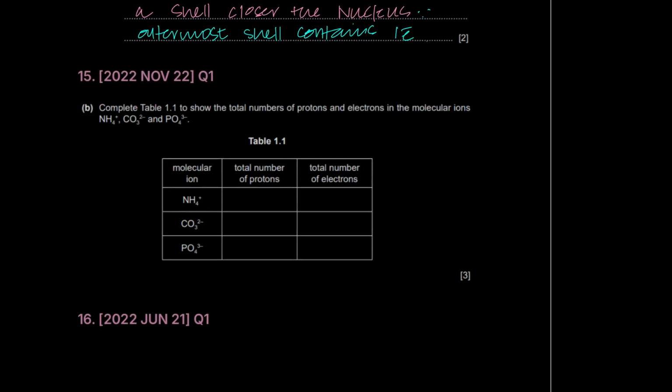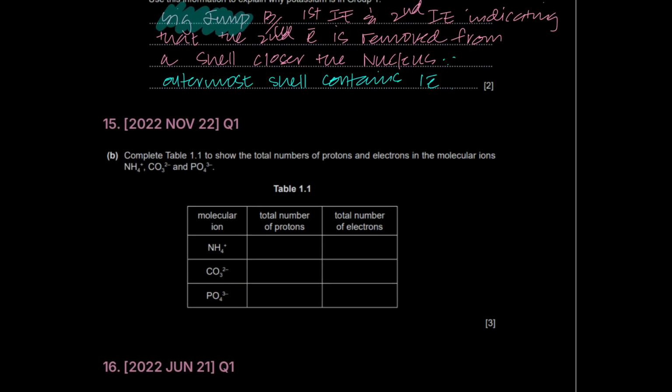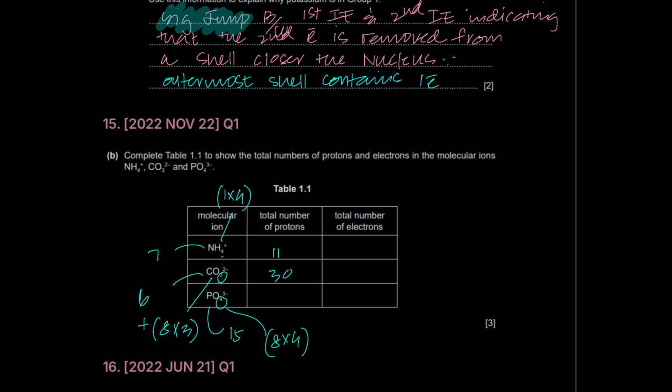Question 15. Complete table 1.1 to show the total number of protons and electrons in the molecular ions. So you'll individually sum the protons. Nitrogen has 7 protons, hydrogen has 1 proton, and there are 4 hydrogens, so times it by 4. 7 plus 4, that gives me 11. Carbon has 6 protons, oxygen has 8 protons. It's given in the periodic table. And you have 3 atoms of oxygen, so times it by 3. 6 plus 24, that gives me 30. Phosphorus has 15 protons, given in the periodic table. Oxygen is 8, times it by 4 because you have 4 oxygen atoms. So 8 times 4, that's 32. And plus 15, that's 47.